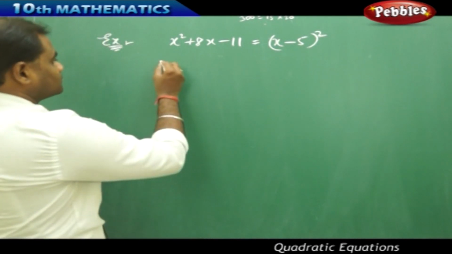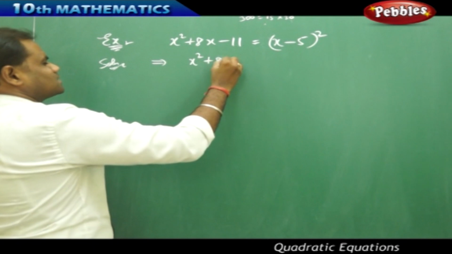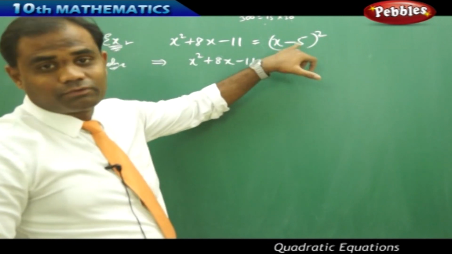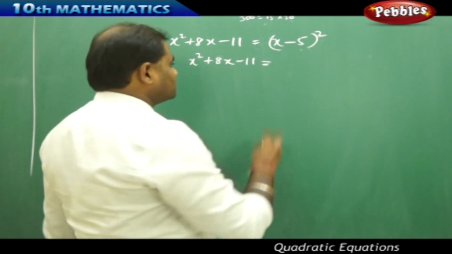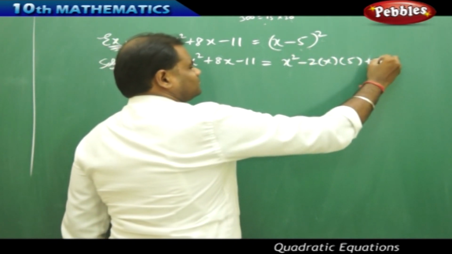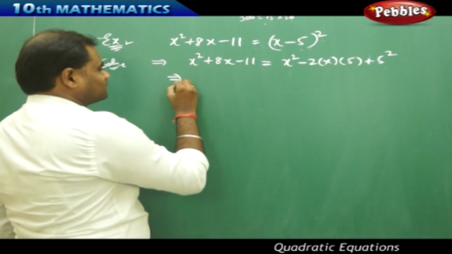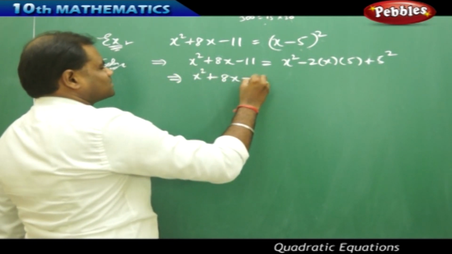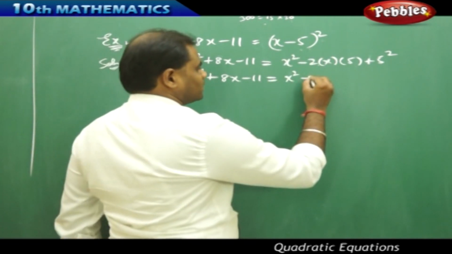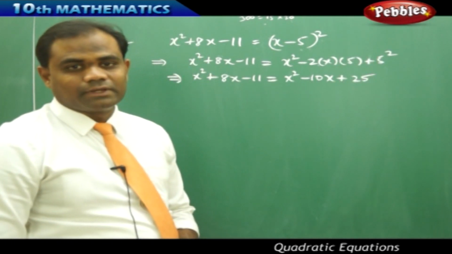So in this case, let me simplify this further so that I get x squared plus 8x minus 11 equals x minus 5 whole square, which is in the form of a minus b whole square. Therefore, this can be reduced as a squared minus 2ab plus b squared using a minus b whole square. To simplify further, I have this as x squared plus 8x minus 11 is x squared, this is 2 times of 5, which is 10, so minus 10x plus 5 squared, which is 25, is what we get.